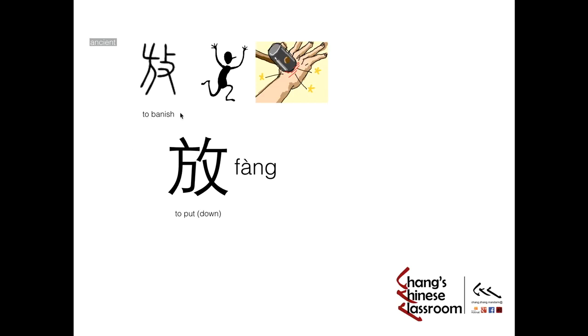And to banish someone means to put someone into a bad place. So later on, the meaning became to put or to put down something. The structure of the modern character: the left part, the running guy, represents the sound of the character. 方, they share the same initial and final, the difference is the tone. And the right part is the radical. The radical here actually means to hit slightly. So not so serious a punishment, to hit slightly.